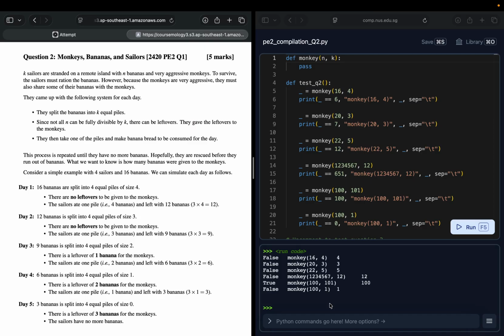Welcome to PE2 Compilation. Today we are going to solve question 2, which is monkeys, bananas, and sailors. Also, last sem's PE2 question 1.